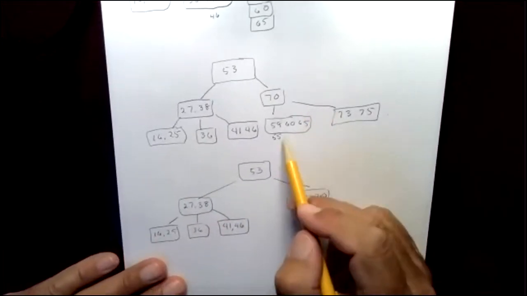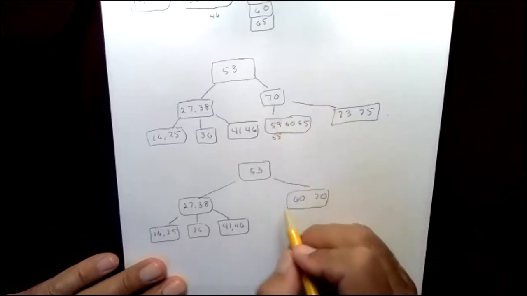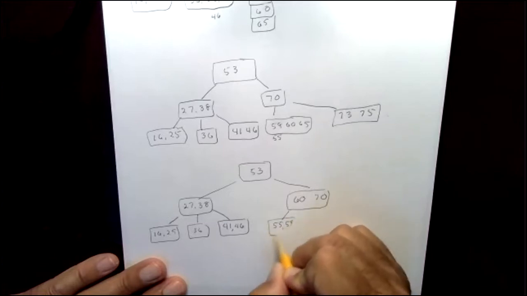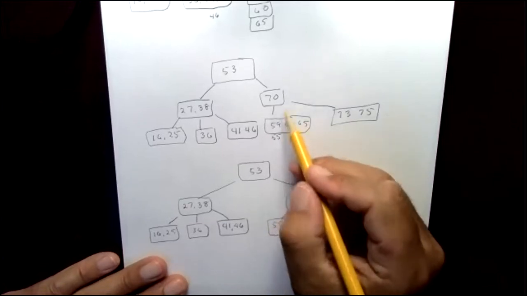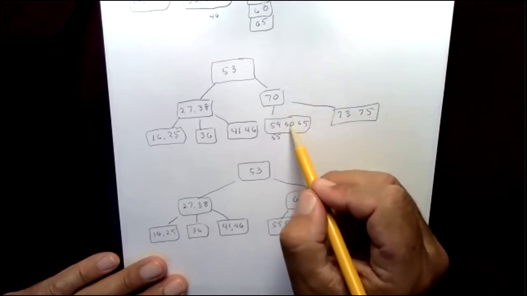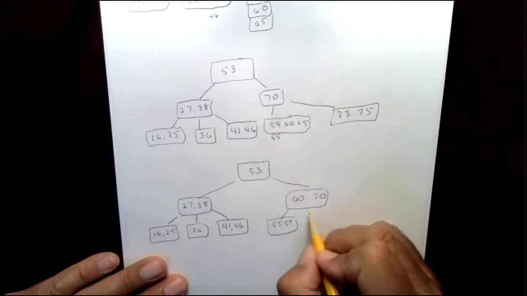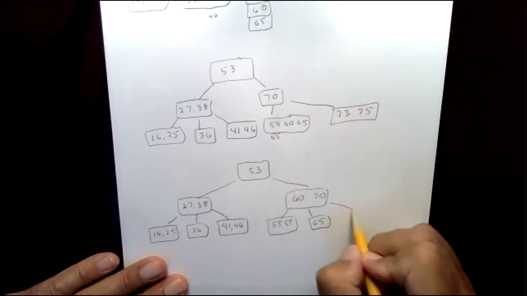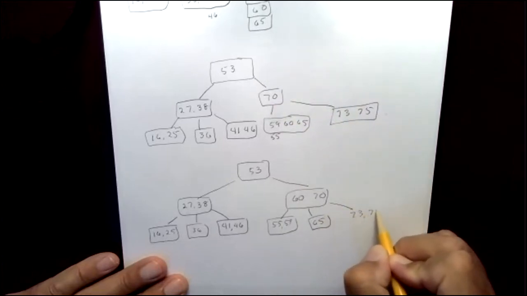Here, I moved the 60 up. What's to the left of it? The 59, but also the new number, 55 and 59. Between the 60 and 70 is going to be what was to the right of the middle number, which is the 65. And to the left of 70, 73 and 75.